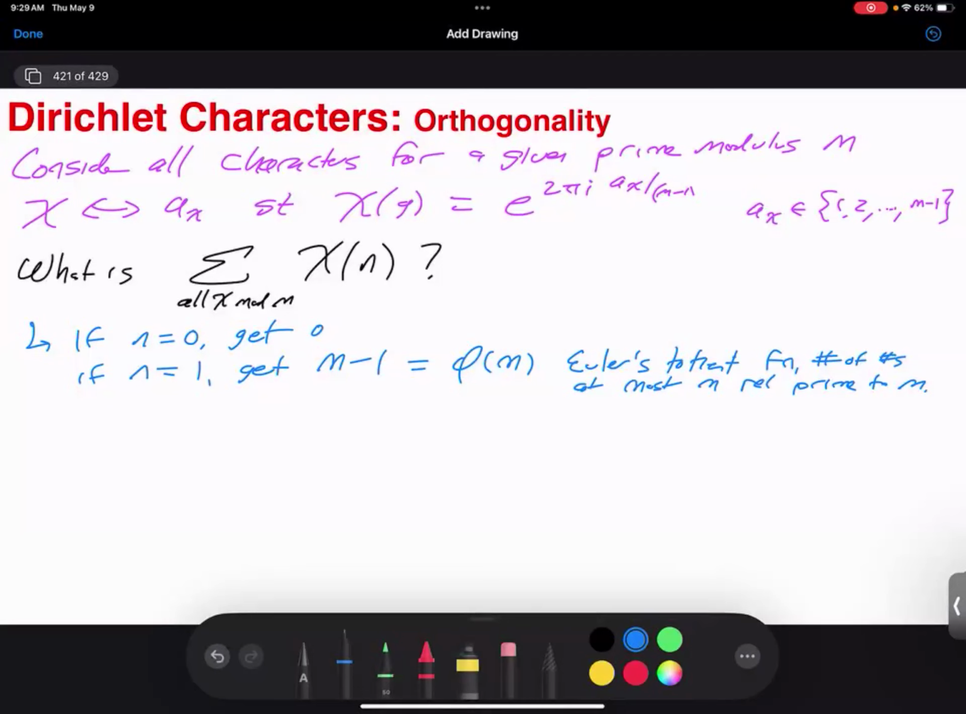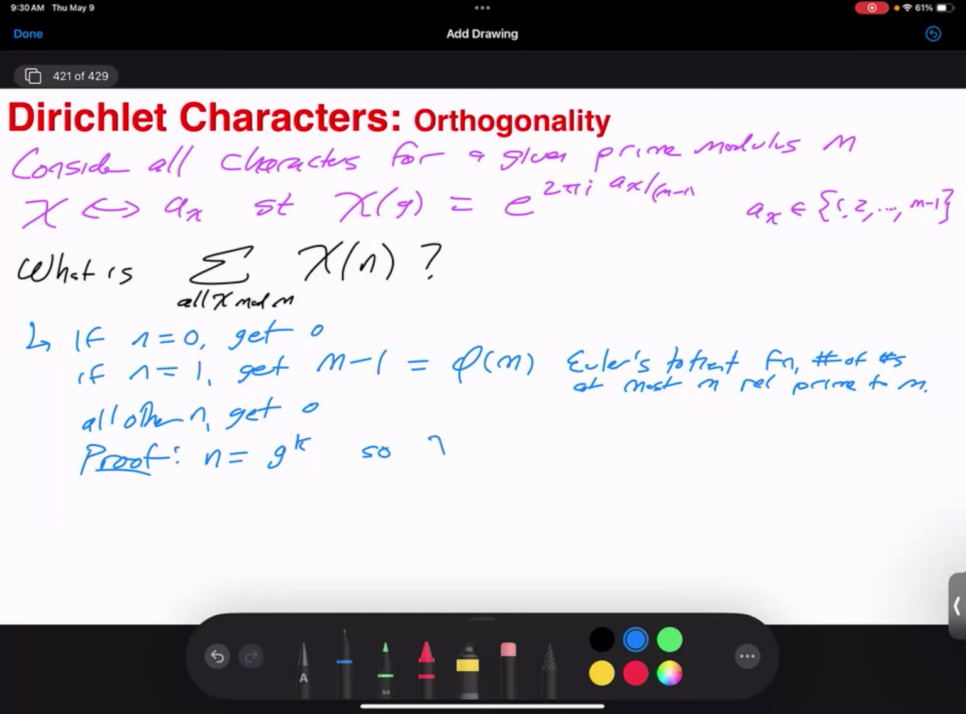So now, all other n, we get 0. That's nice. So how can we prove that this is? Well, here's one proof. Let's write n as, say, g to the k.